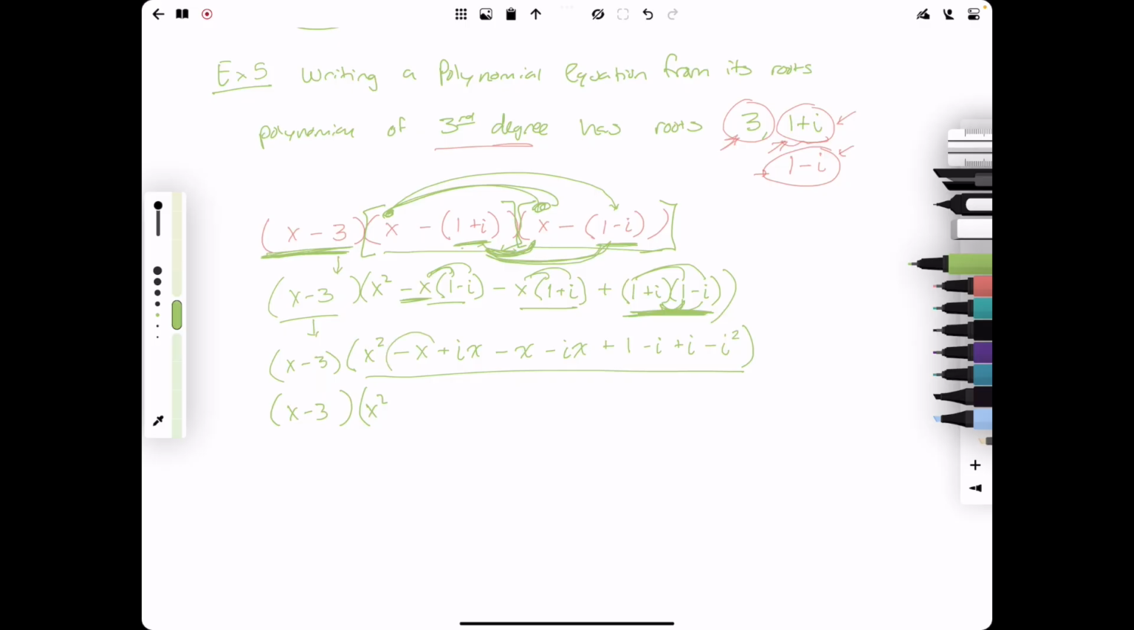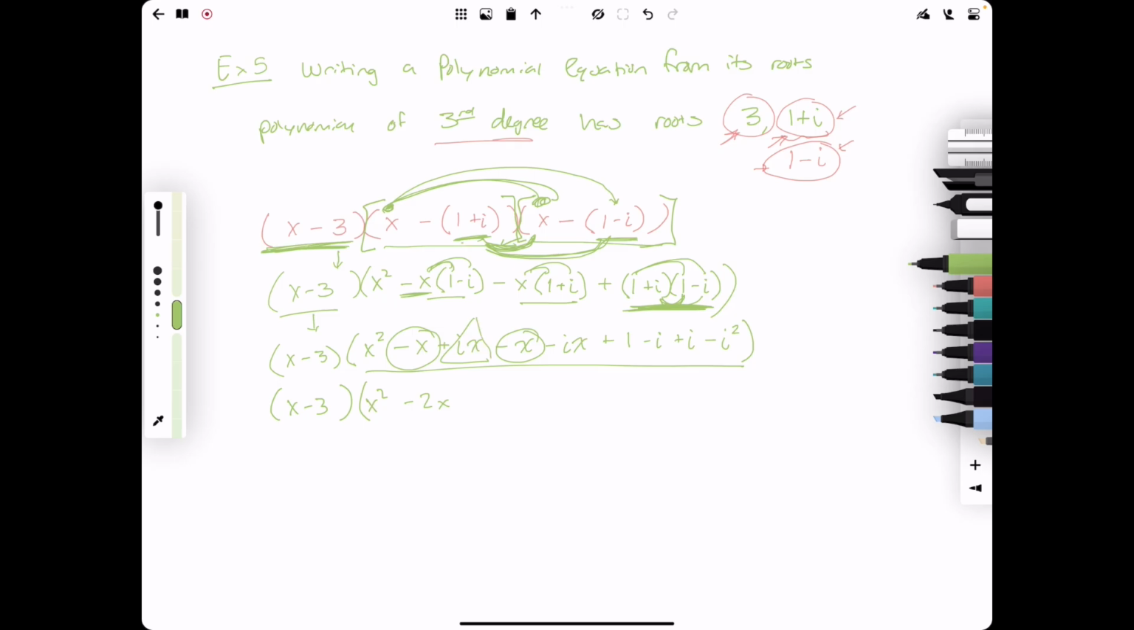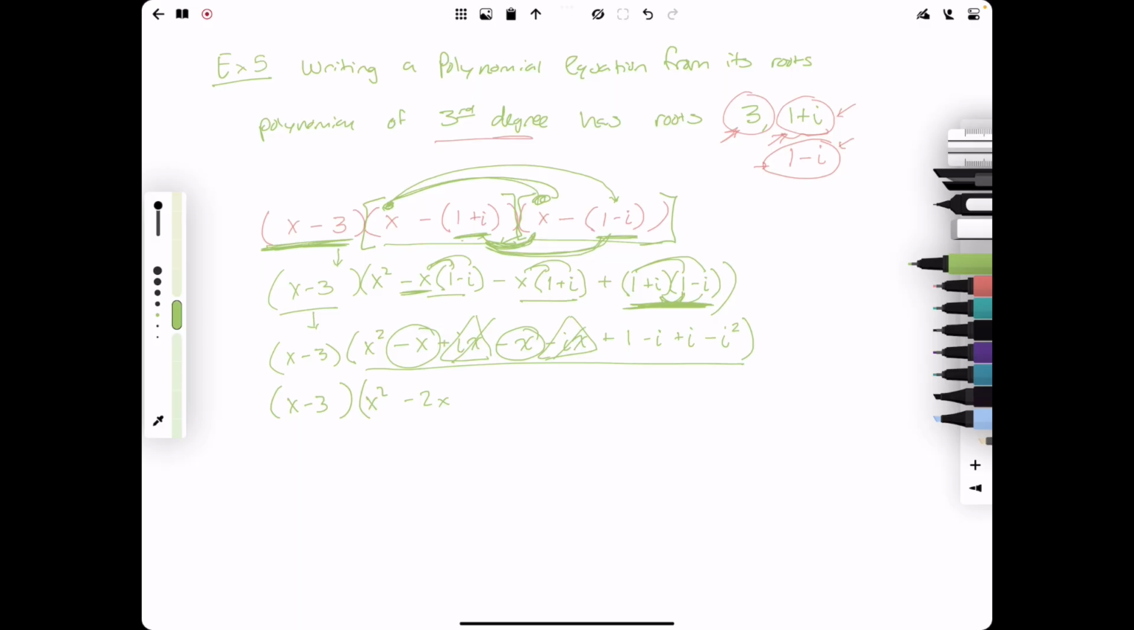So you've got the negative x and the negative x, so you should have negative 2x. Then we have a positive ix and a negative ix. Those will cross out. Wonderful. Then I have a plus 1. And then what about these two? Negative i, positive i, they cross out. And then I have negative i squared.